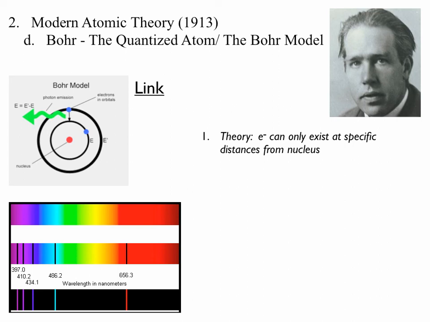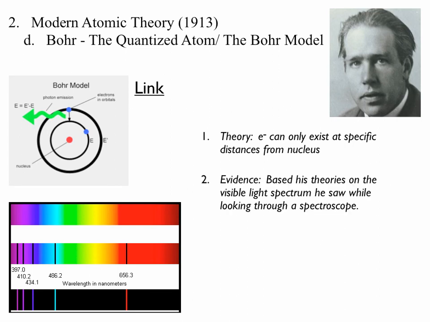So if he looked at hydrogen, he'd get a certain color combination of lines. If he looked at mercury, it was something else. If he looked at neon, it would be something else. But they were always the same. So the evidence that he had was this light spectrum that he saw when he was looking through the spectroscope.